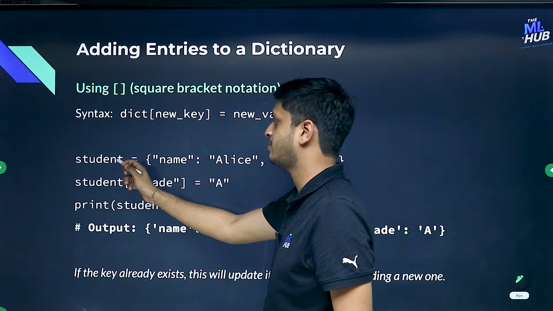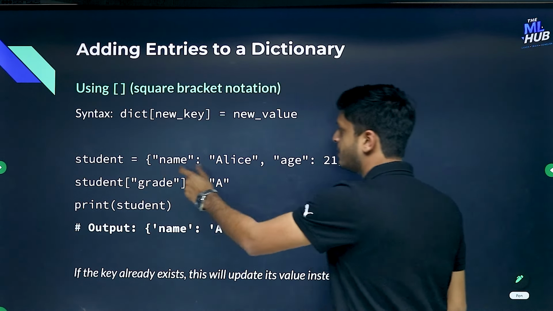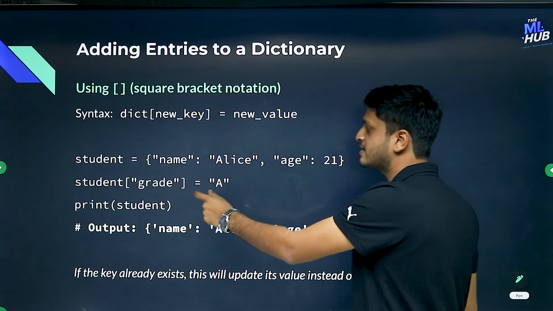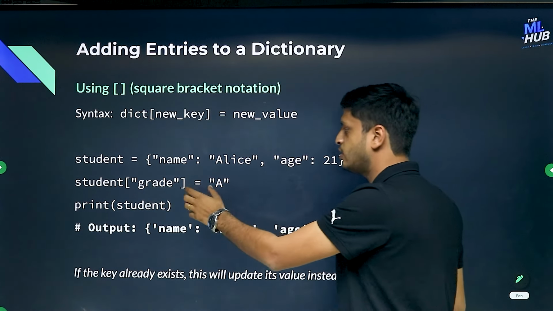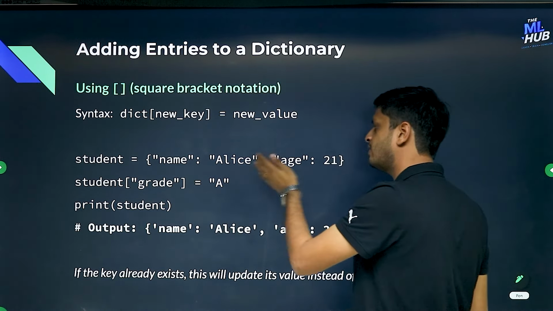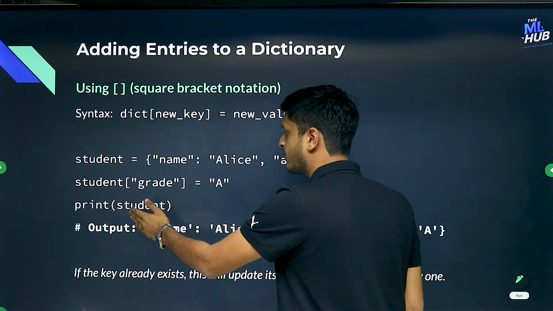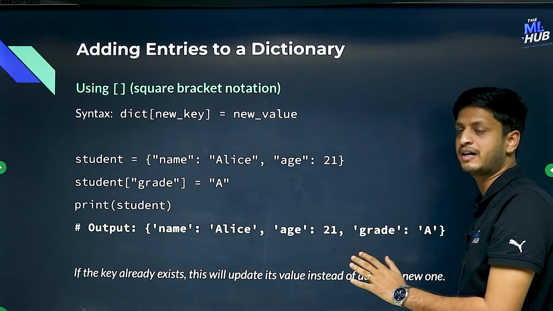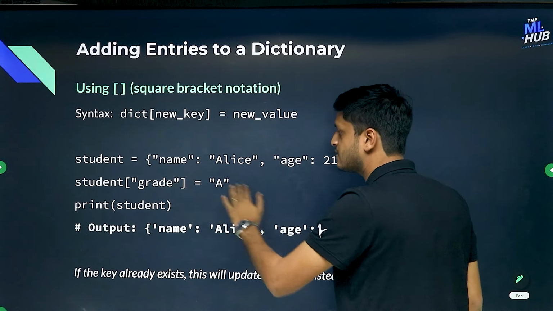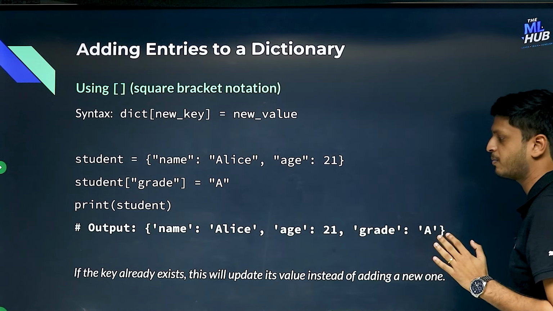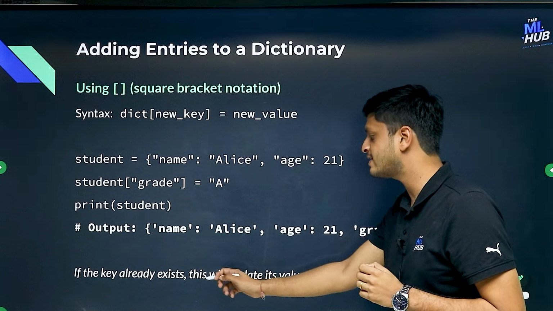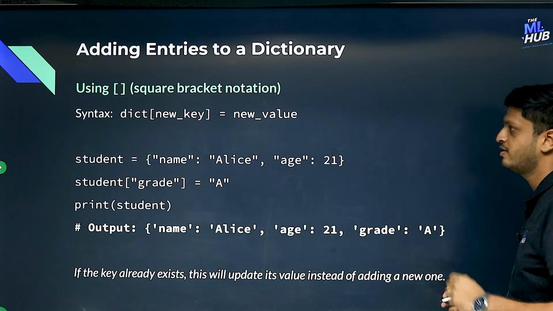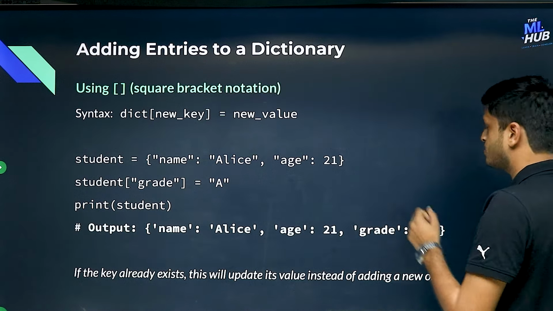Let's say you have a dictionary student, name Alice and age 21. And if I write student grade is equal to A, since grade as a key was not present, a new key comma value pair, which means grade comma A, will be inserted. Now if you print student, you will see name Alice, age 21 and grade A. Order is maintained. Firstly these two were inserted, now this was inserted, so in the same order you will get the output. If the key already exists, this will update its value instead of adding a new one. So this is how you can add entries to a dictionary using square brackets.